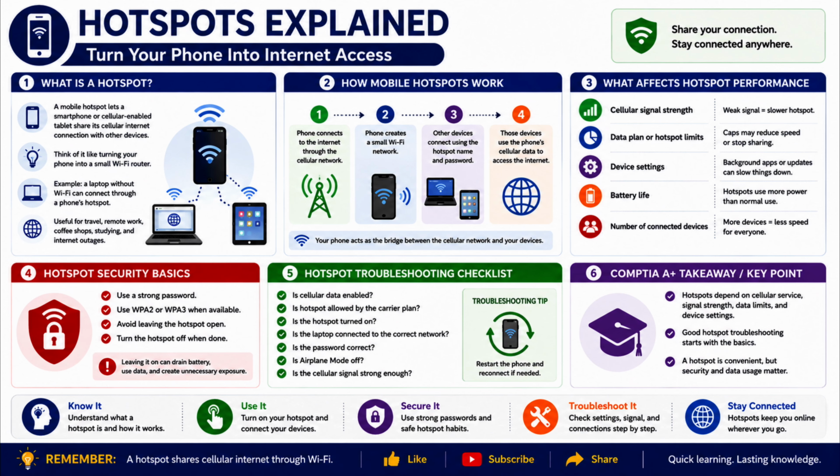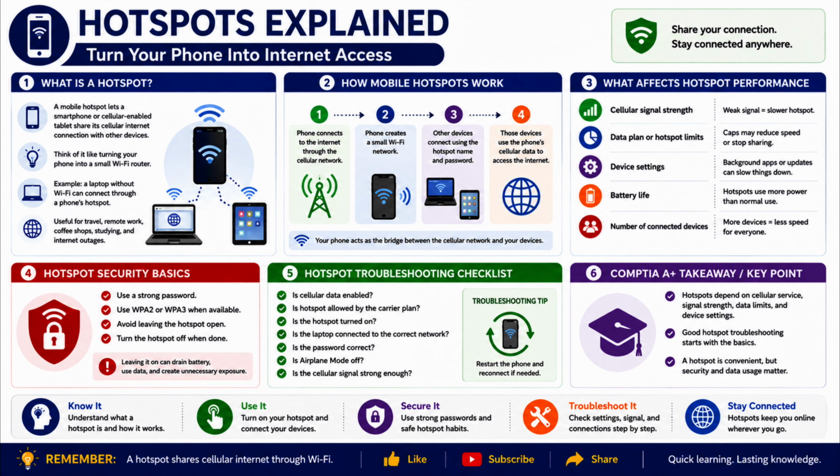Next, let's talk about hotspots. A mobile hotspot allows a device, usually a smartphone or cellular-enabled tablet, to share its cellular internet connection with other devices. Think of it like turning your phone into a small Wi-Fi router. For example, if your laptop does not have Wi-Fi access, but your phone has cellular data, you can turn on the phone's hotspot and connect the laptop to it. The laptop then uses the phone's cellular data connection to access the internet. This is useful when traveling, working remotely, studying at a coffee shop, or dealing with an internet outage.